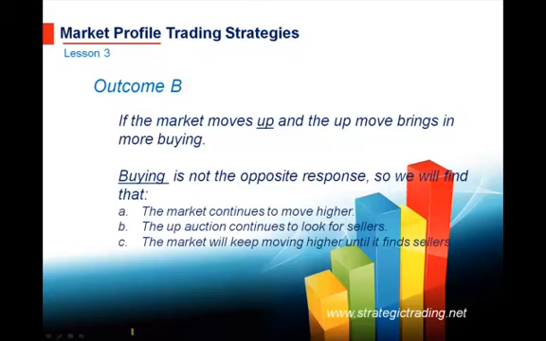So the market continues to move higher. And the up auction continues to look for sellers. And the market will keep moving higher and higher until it finds those sellers. And at some point, it's going to find them. No market keeps going up forever. There's always a point when the sellers are going to come in.